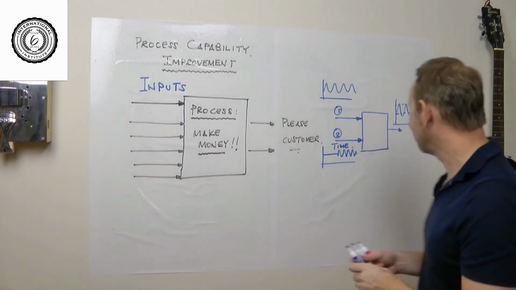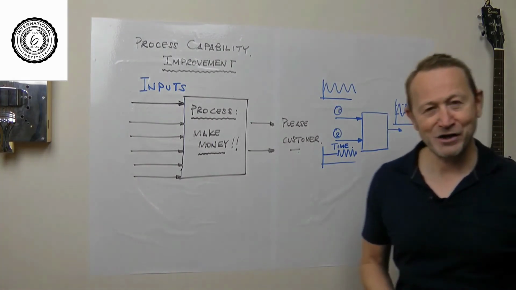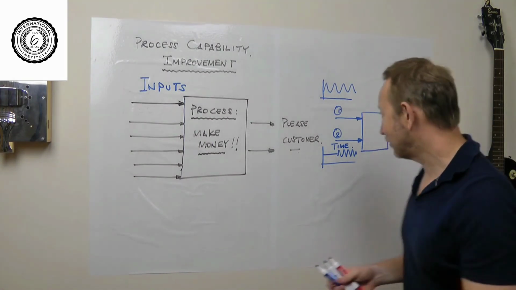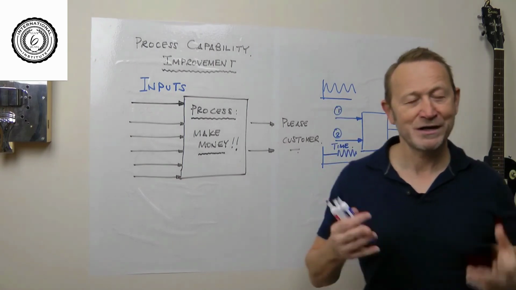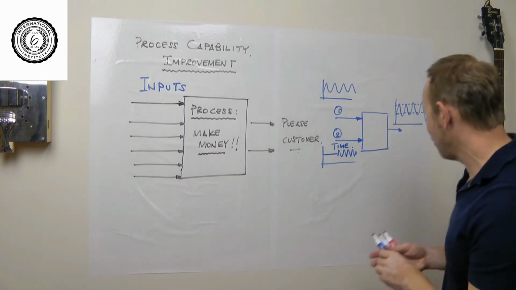What will that result in? Well, it can only result in more variation on the output. It's the laws of physics. You've got 2 variables now instead of 1. This is not process control.